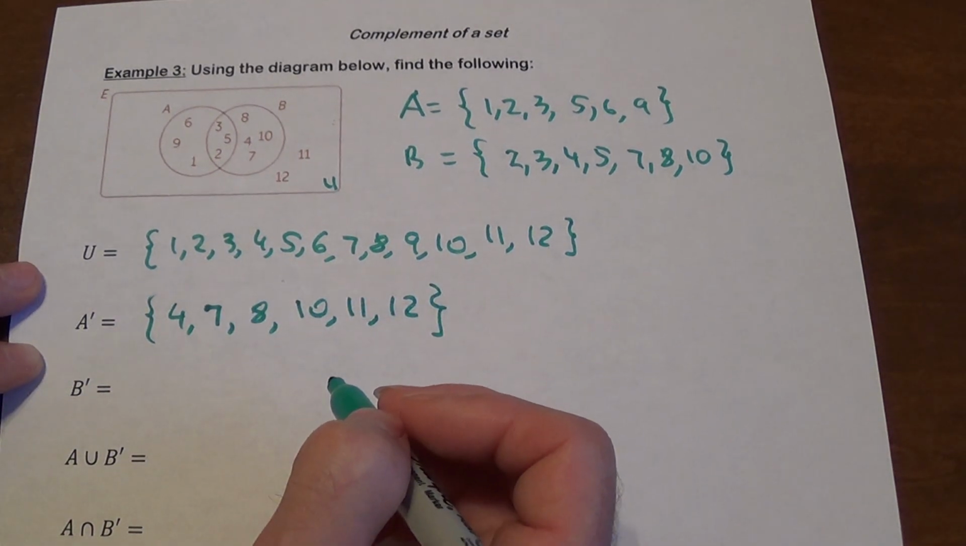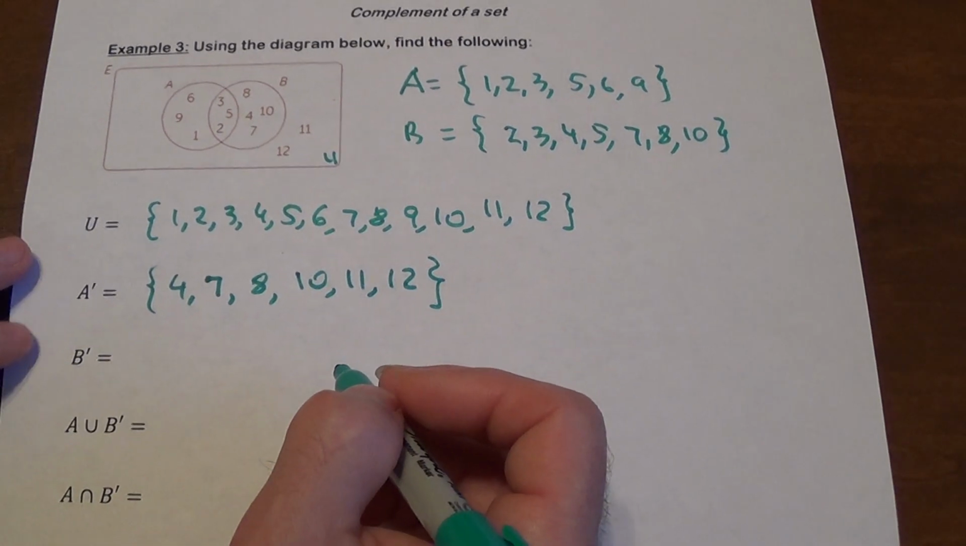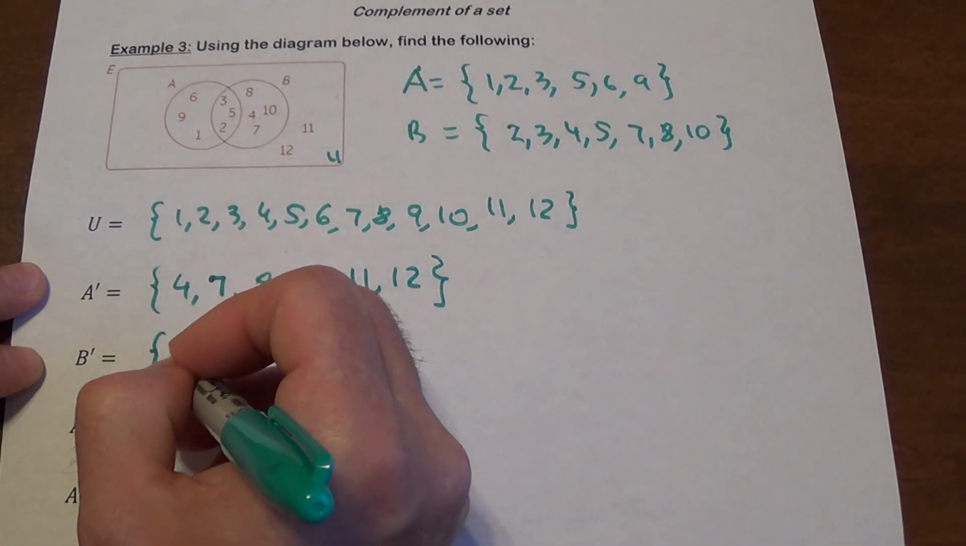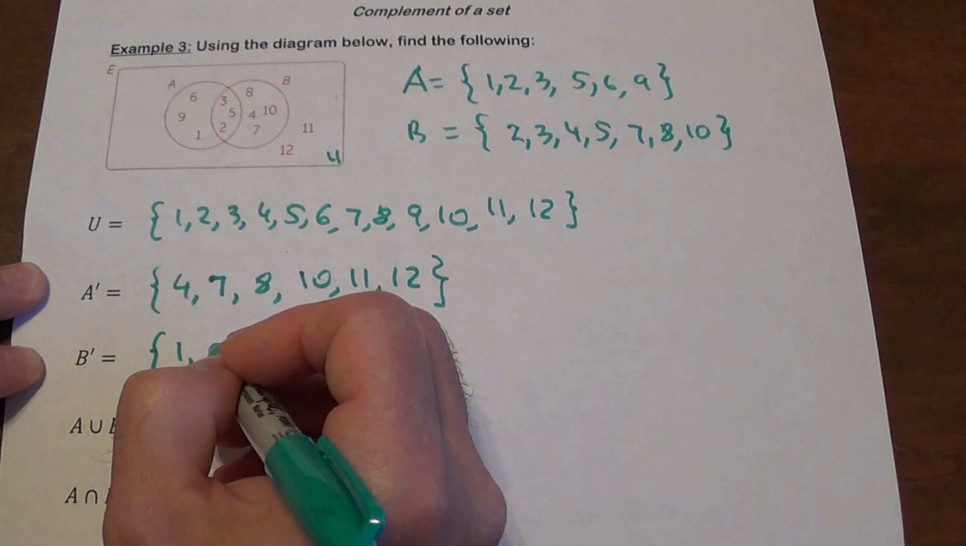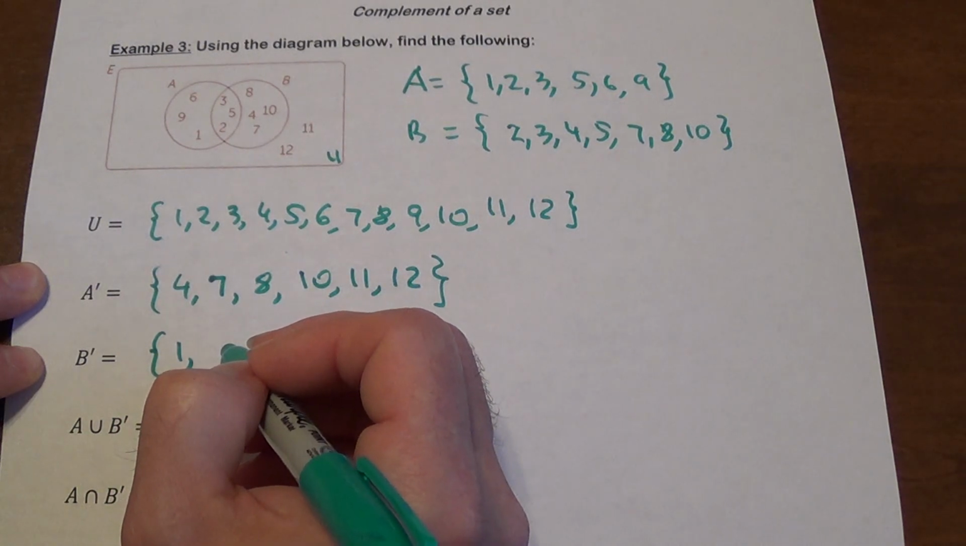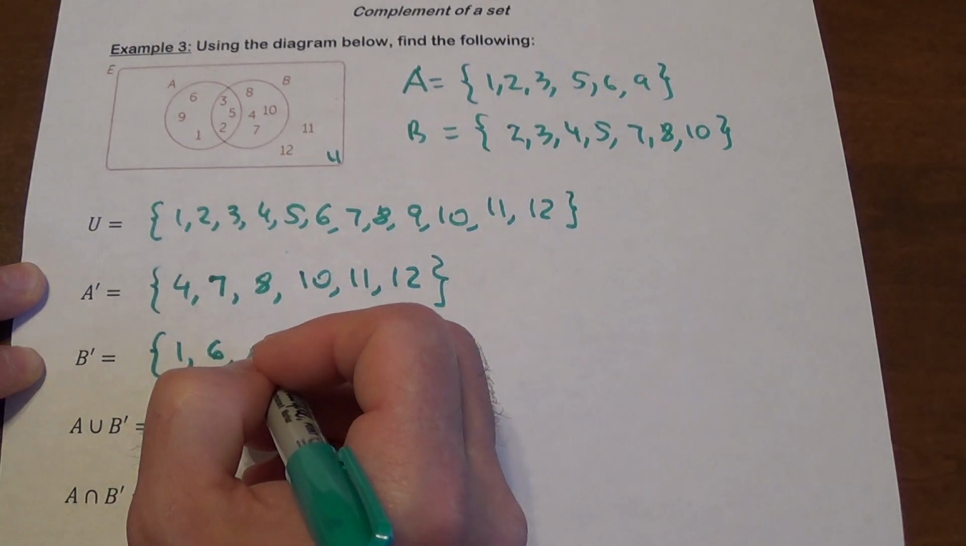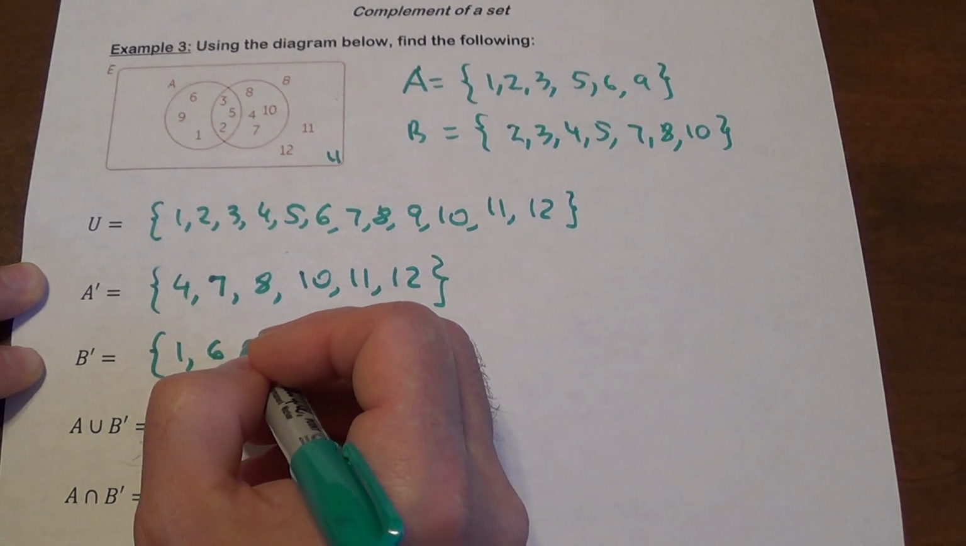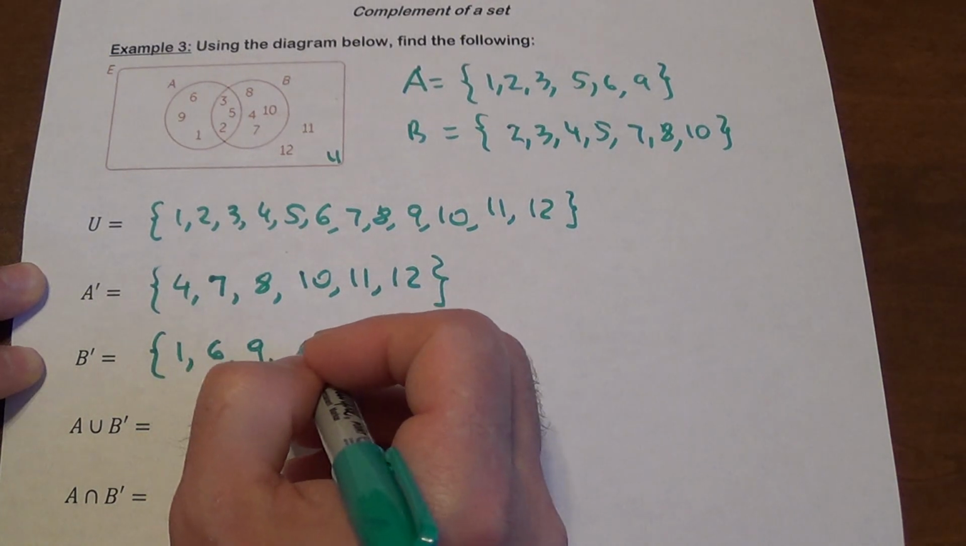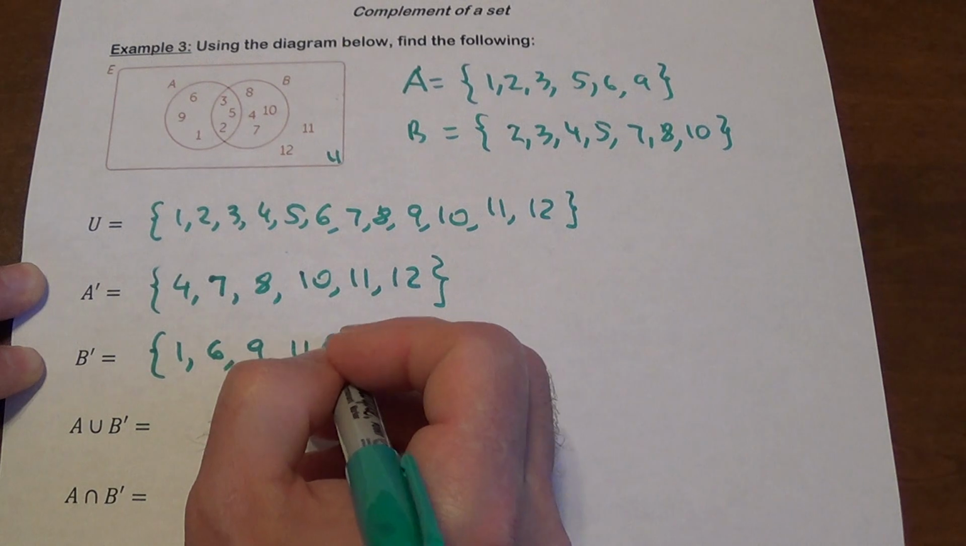What's the complement of B? Well, it's everything that's not inside B. So in our case it's 1, not 2, not 3, not 4, not 5, 6, not 7, not 8, 9, not 10, and then 11 and 12.